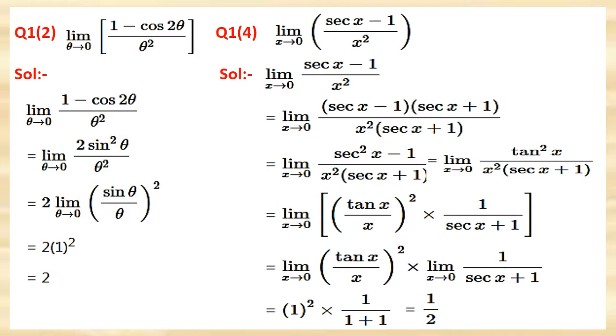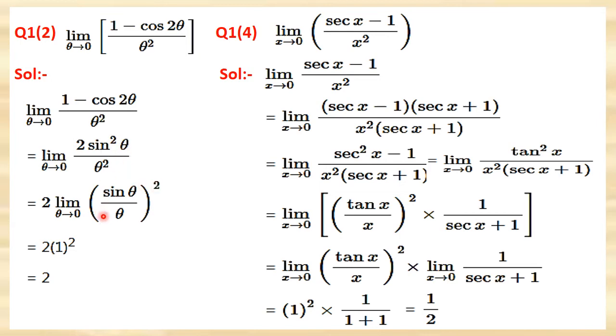Question number 1, second one. Limit theta tends to 0, 1 minus cos 2 theta upon theta square, and 1 minus cos 2 theta is 2 sin square theta by using the trigonometric result. That is, denominator is theta square itself, and 2 is constant taken out, and here both numerator and denominator are the squares, so we can take it all together under a common square.